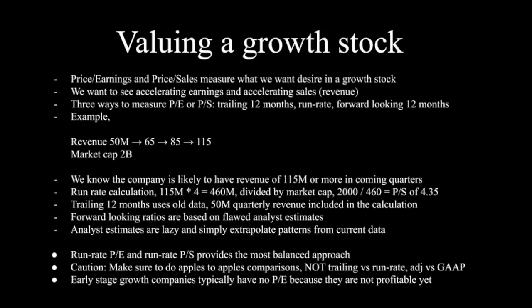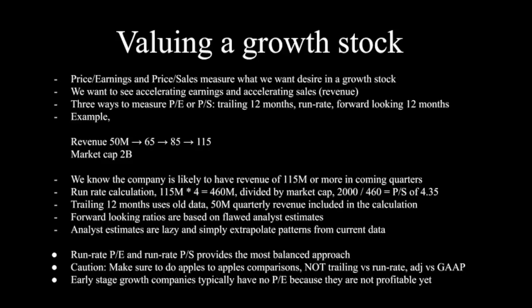There's 3 different ways to measure either price to earnings or price to sales on the time frame. We can do trailing 12 months, which is the standard for price to earnings. We can do run rate, which is where you multiply the current quarter by 4, or we can do forward looking, which uses analyst estimates and looks at the next 12 months. I wanted to give a quick example to look at how run rate works for calculating either price to earnings or price to sales.